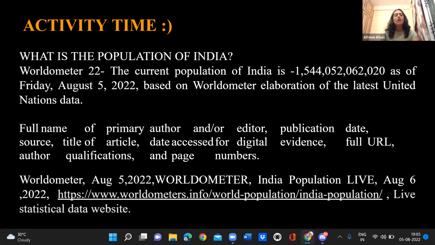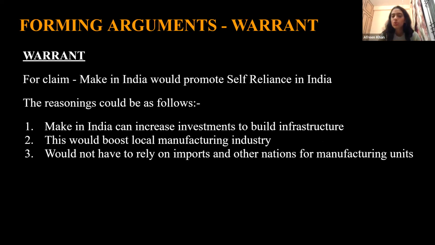So, forming an argument, warrant. I've already told you reasonings and justifications. So for a claim, Make in India would promote self-reliance in India. The reasonings could be that, A, Make in India can increase investments to build infrastructure, and when you have that infrastructure, you no longer have to rely on other nations simply because you don't have infrastructure in your nation to build a particular thing to begin with.